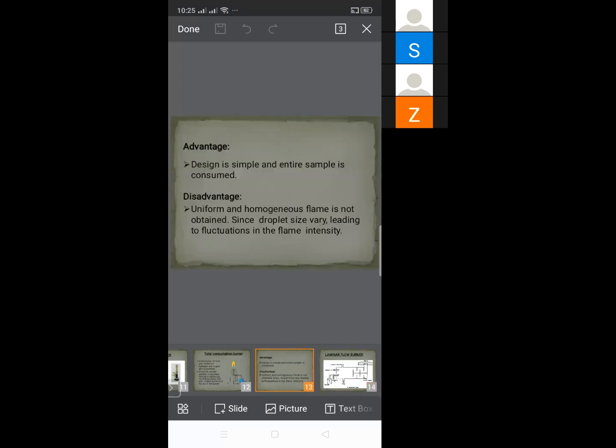Design is simple and the entire sample is consumed. The disadvantage is that a uniform and homogeneous flame is not obtained, since droplet size varies, leading to fluctuation in the flame intensity. The advantage is that there is no waste of fuel, and the disadvantage is that the flame we are receiving at the tip of the burner is not consistent, and its size varies according to the size of the droplet, as we are receiving variable sizes of droplets due to capillary action.